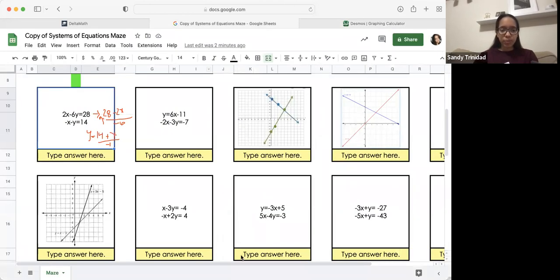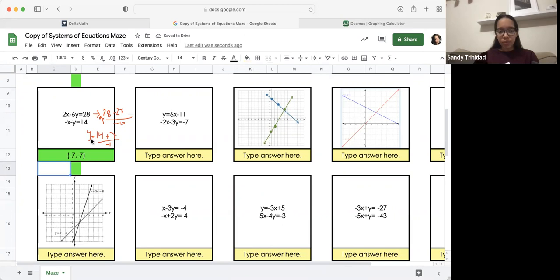So here, let me clear this out. I would go here and I will type in whatever the answer is, negative 7, negative 7. And it'll tell me where to go to next, okay?